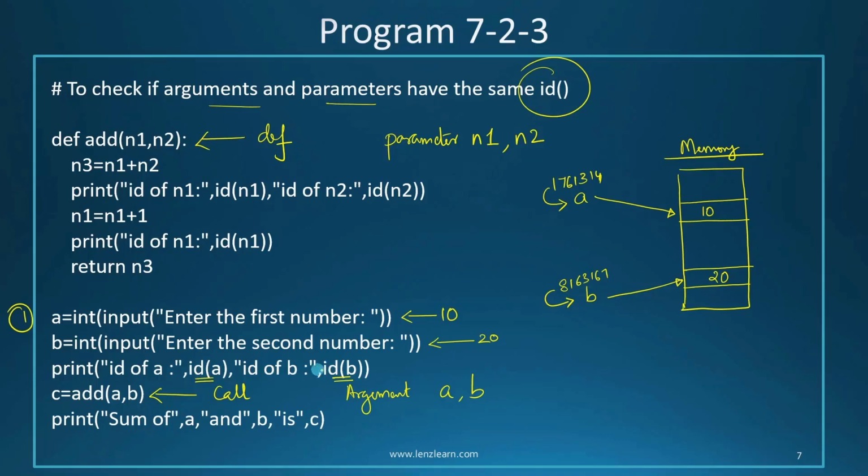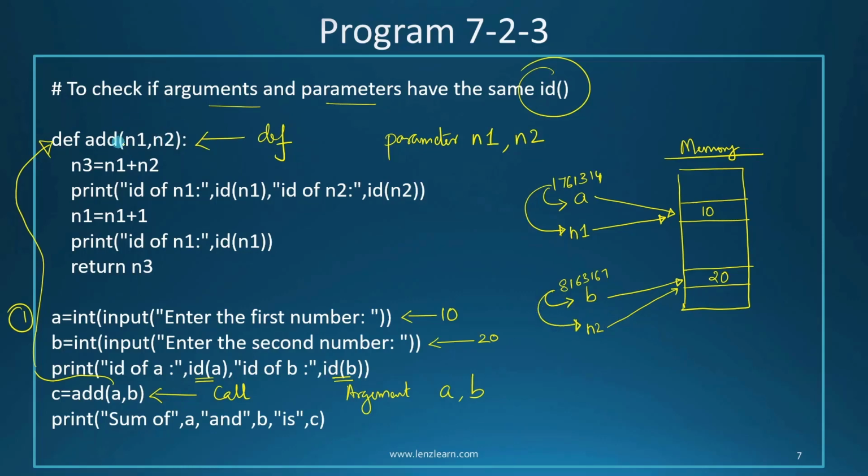So those numbers will be printed out. When we run the program, the ID is going to be different. This is just an example. And now I'm going to call the function. From here, the control will go to the function definition. I have to receive the value of a in n1 and b in n2. So I'll create a new variable n1, and n1 will be referring to the same location. The same ID will be used by n1, and n2 will be created, referring to the same memory location, and the same ID of b will be shared by n2.